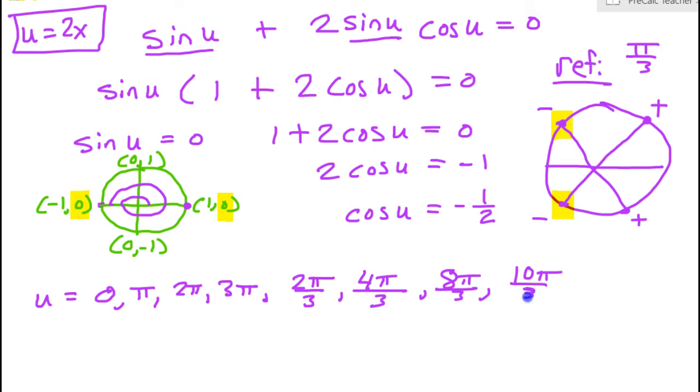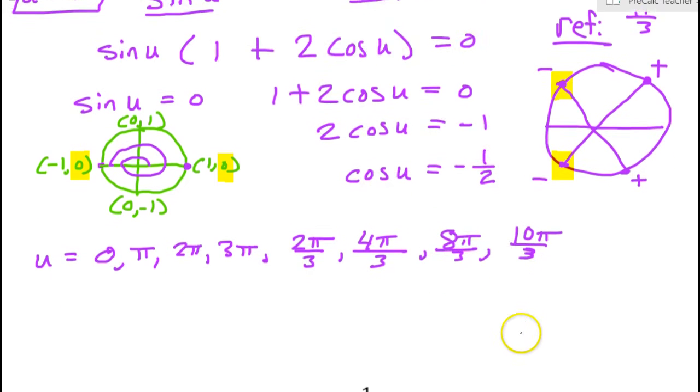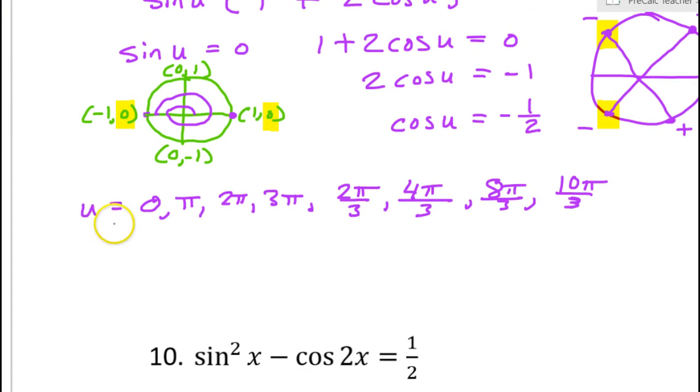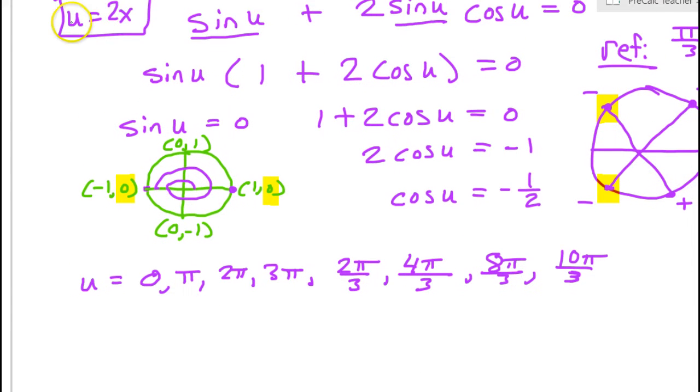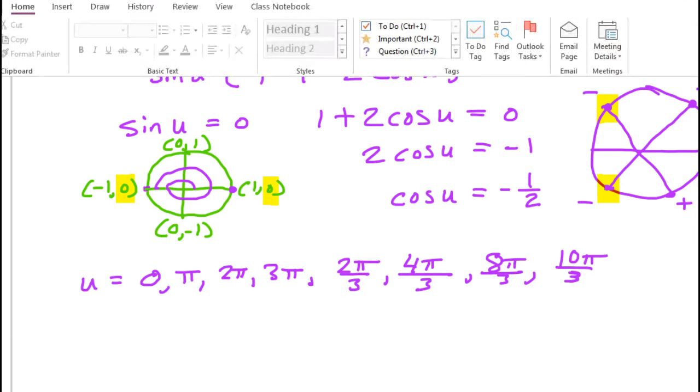Okay, so we're really doing the same thing that we've done in the past, but because u is really double x, I needed to go around the circle twice, and I'm going to have double the values, as you can see. All right, now it's time to turn this u solution, these are all the u's, back into x's. Because remember, u is equal to 2x. So let's go ahead and substitute back.